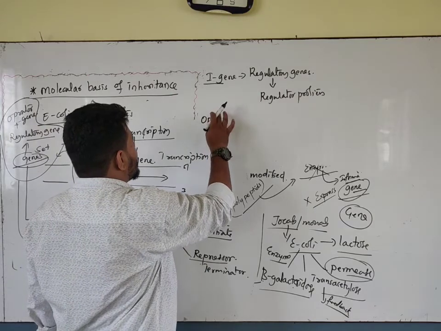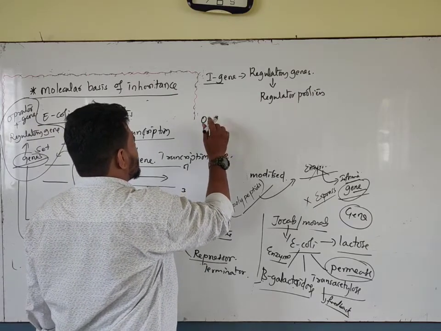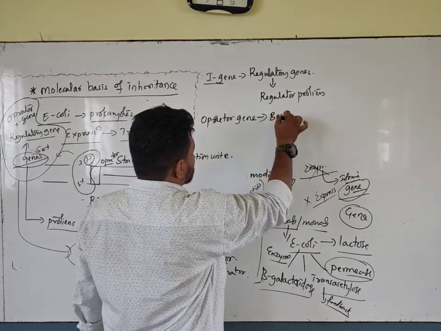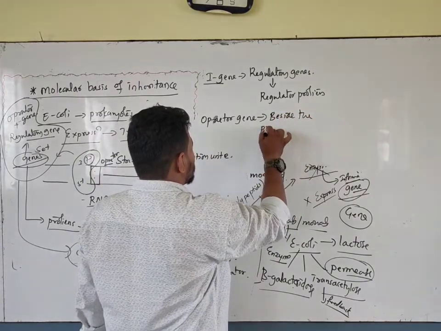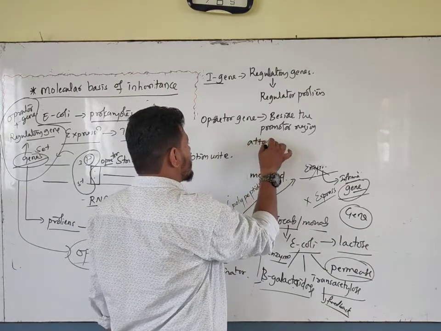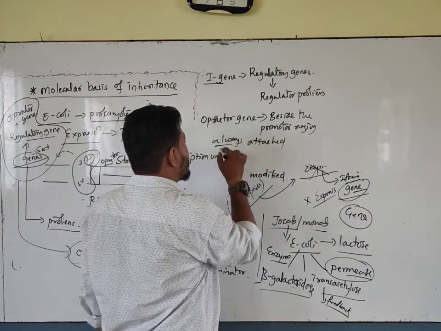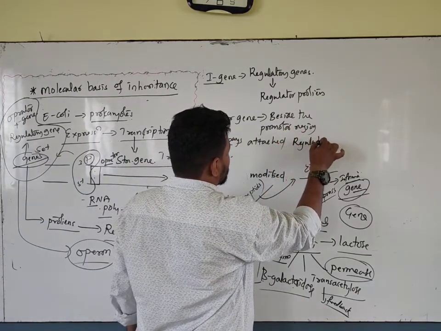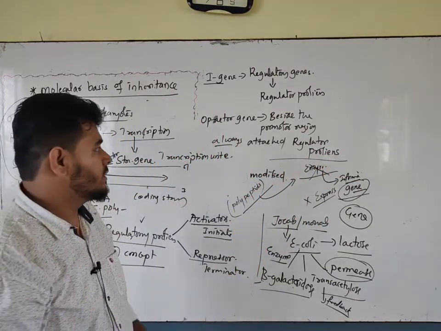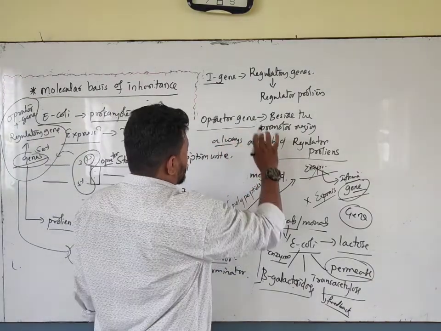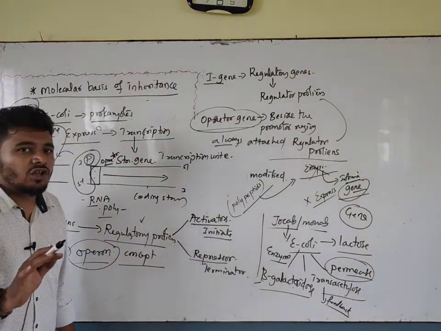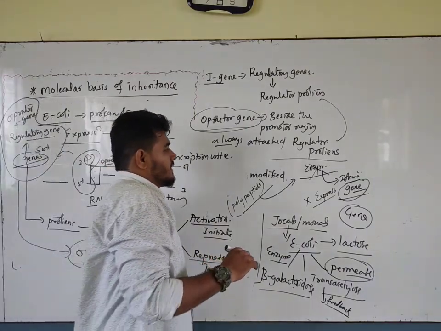Next, operator. Operator genes. The genes which are present besides the promoter region and are always attached by regulatory proteins. They are always attached by regulatory proteins. Remember, if regulatory protein attaches the operator region, no RNA polymerase attaches to the operator region. Okay. Then next, structural gene.